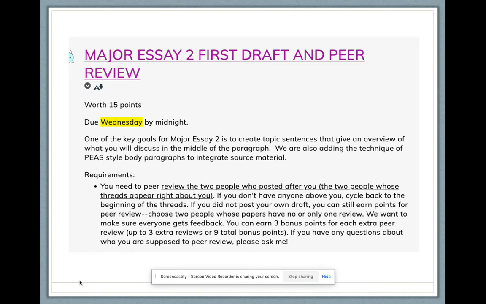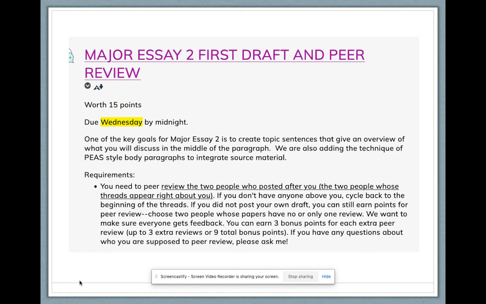For the peer review itself, it's going to be structurally the same as it was with Major Essay 1. You will be reviewing two people who posted after you, and there's a little diagram, little schematic to help you understand that in the weekly folder.